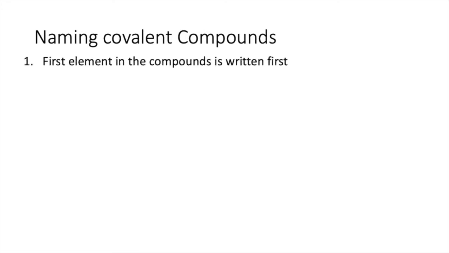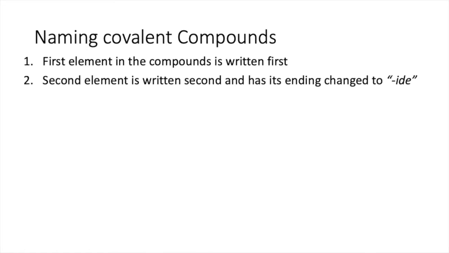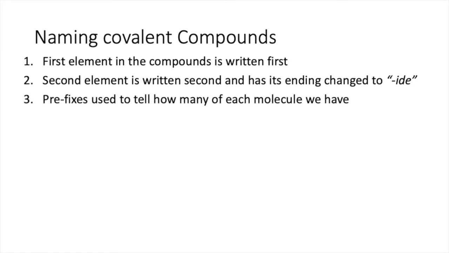Okay, let's write the names. So for the name of a covalent compound, the first element is written first, the second element is written second, and it has its ending changed to IDE, just like in ionic ones. So you're going to write them just in the order that you see them. And we use prefixes to tell how many of each atom we have. I'll show you what those prefixes are in a moment.